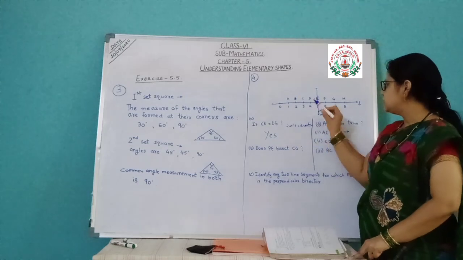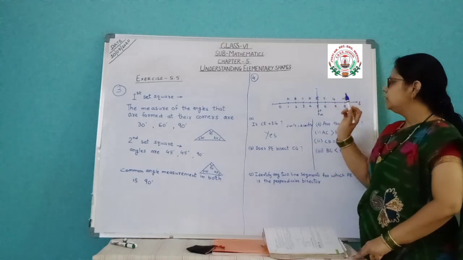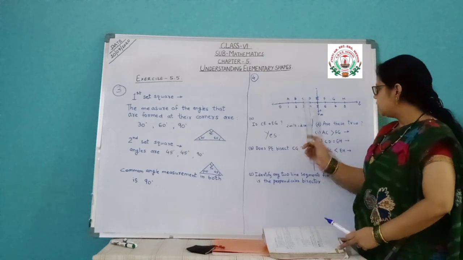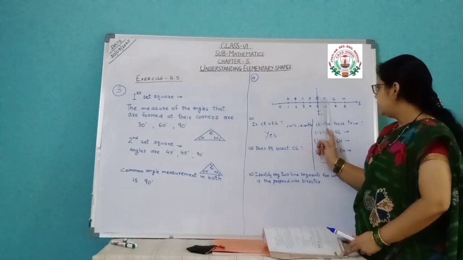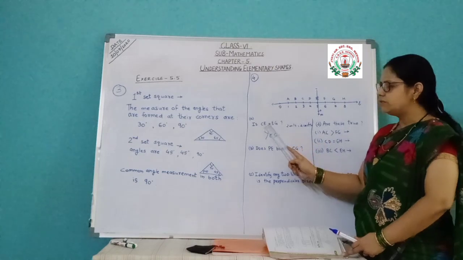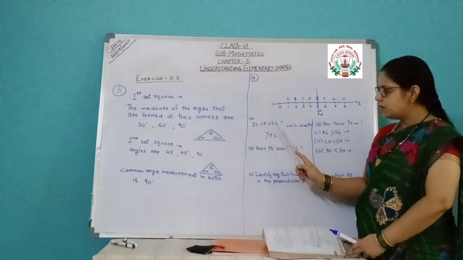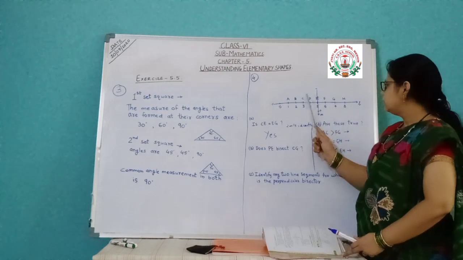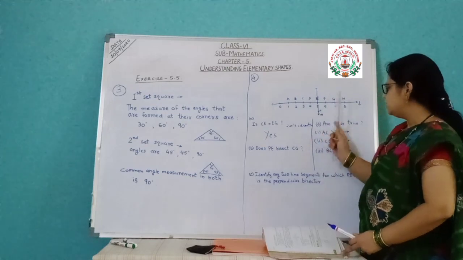CG, where is CG? This is C and this is G. Dividing into 2 equal parts. So you have to just find out, is that equal? CE and EG, they are equal? Yes, in the first part we have seen. Yes, they are equal. So this PE bisects CG. So bisecting CE and EG.